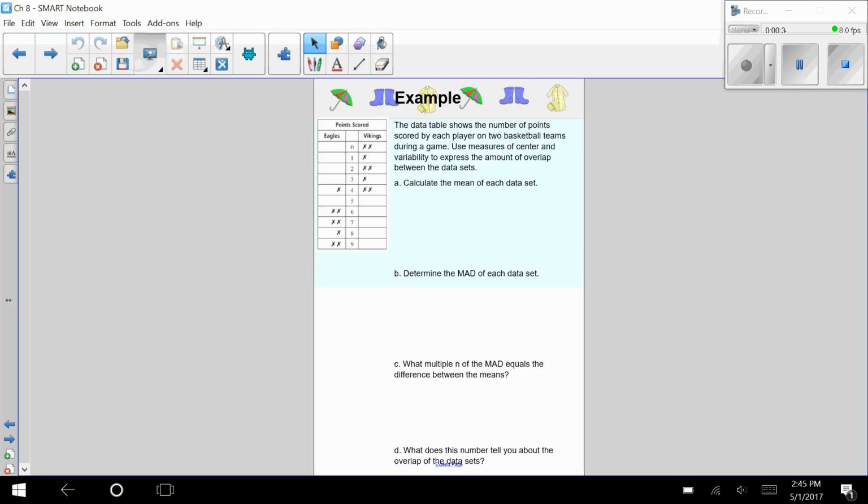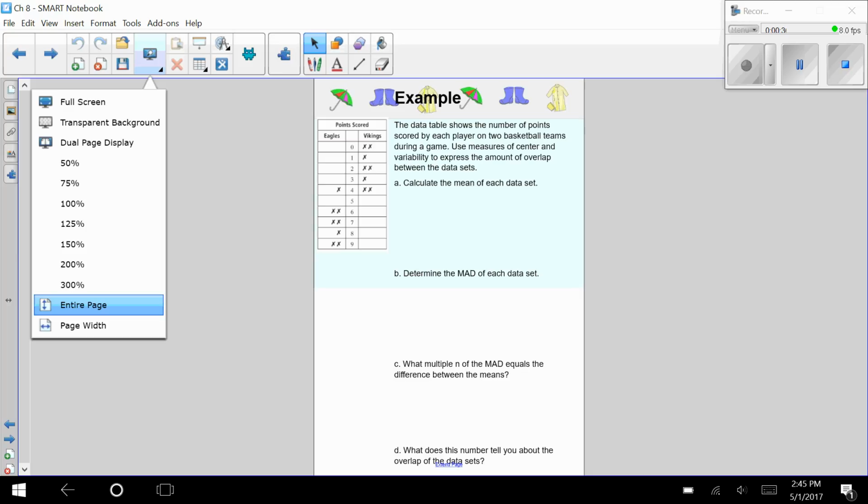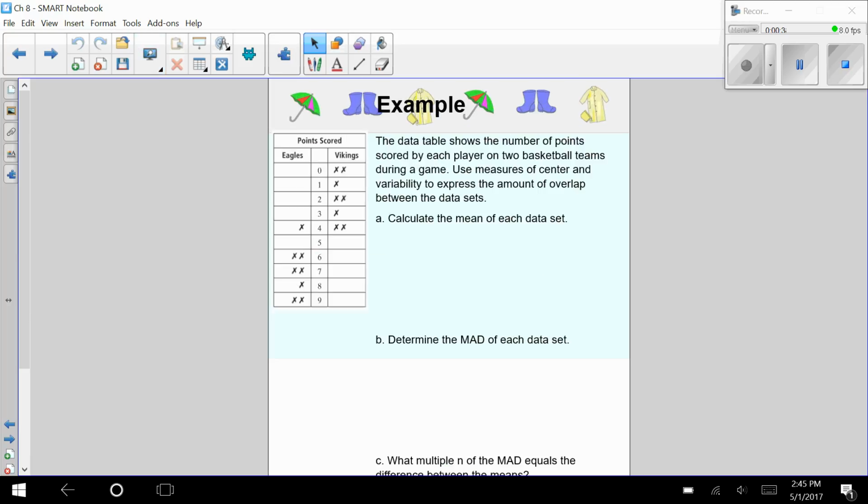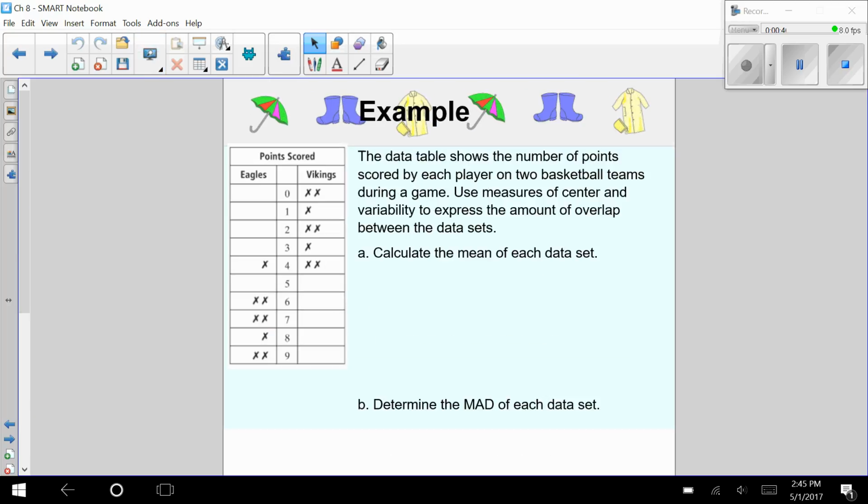So we are going to work through a MAD problem. The data table shows the number of points scored by each player on two basketball teams during a game. We're going to use measures of center and variability to express the amount of overlap. The first thing is to calculate the mean of each data set. So we're going to start with the Eagles.